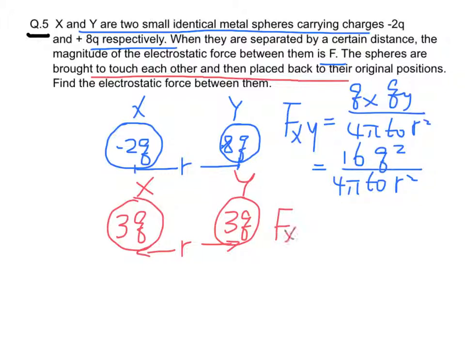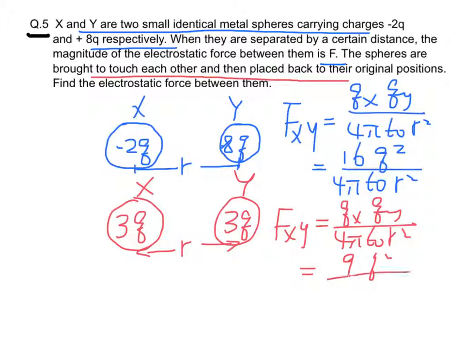Now the force between XY becomes Qx Qy over 4 pi epsilon R square, which is equal to 9Q square over 4 pi epsilon R square. Therefore, the force now is equal to 9 over 16 F.